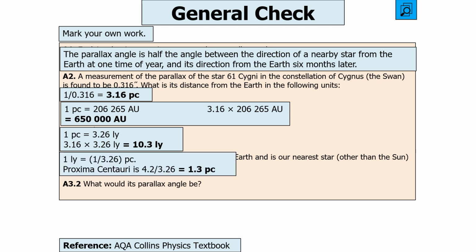And then remember, we can work out the parallax angle because it's 1 over the distance to the star in parsecs, and it gives you the angle in arc seconds. So it's 1 over 1.3, which is 0.77 arc seconds.